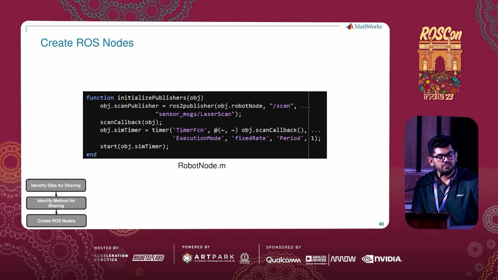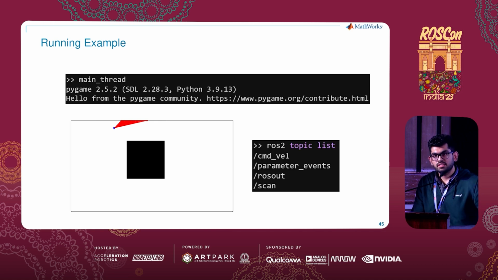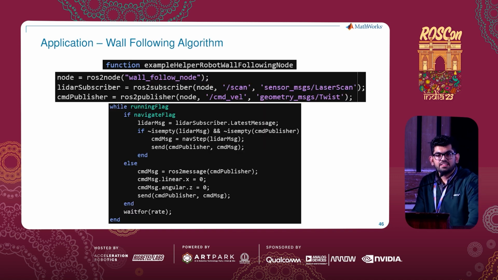So to note here, we are not running this from the typical Python terminal. It is running in MATLAB. The Python code is running in MATLAB. We run the main thread and we can see the simulation is running. And we do a ROS topic list and we can see both the topics which we earlier created. These are displayed: cmd_vel and scan. Now cmd_vel and scan are created.